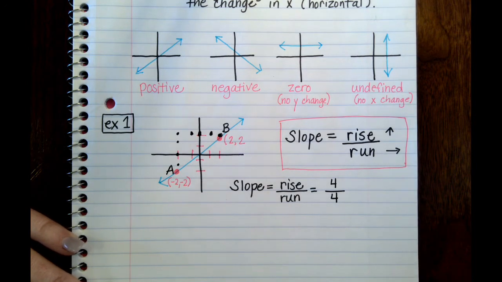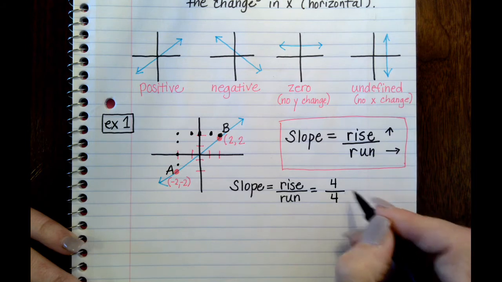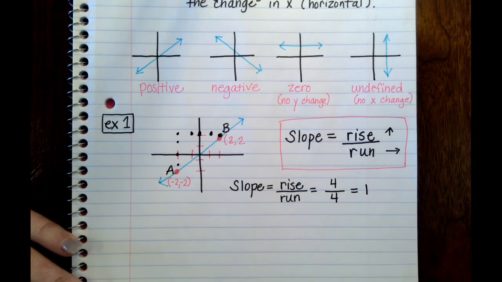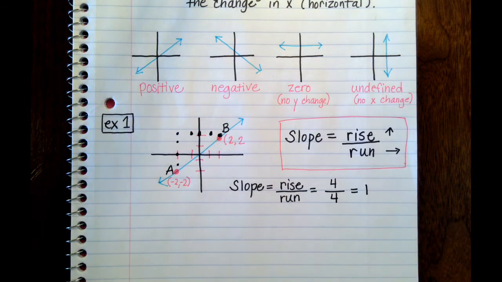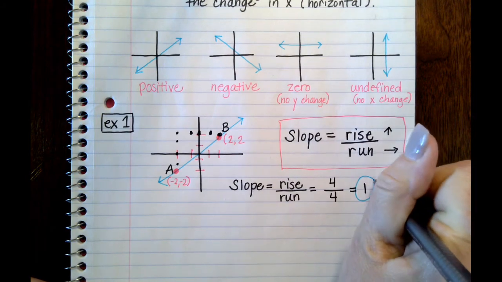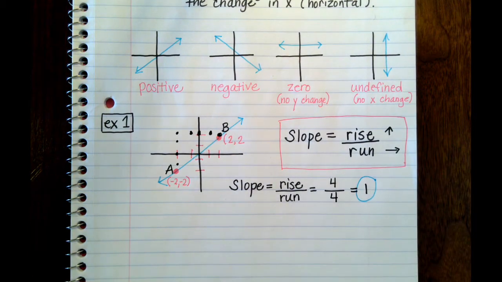And then I just want to write that fraction as simply as I possibly can. 4 divided by 4 is just going to give me 1. So in this case, even though it's very poorly drawn, the slope is 1. Meaning for every move up I take, I move over 1 as well.